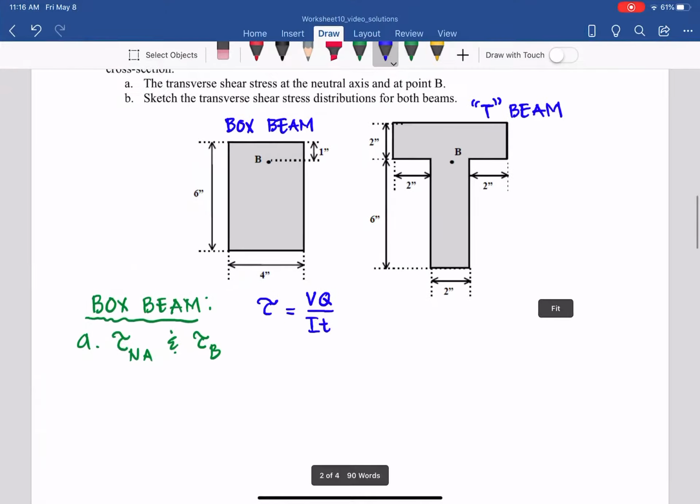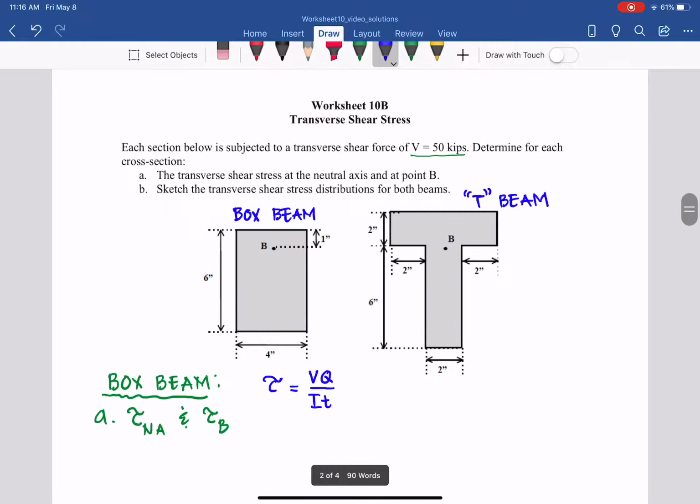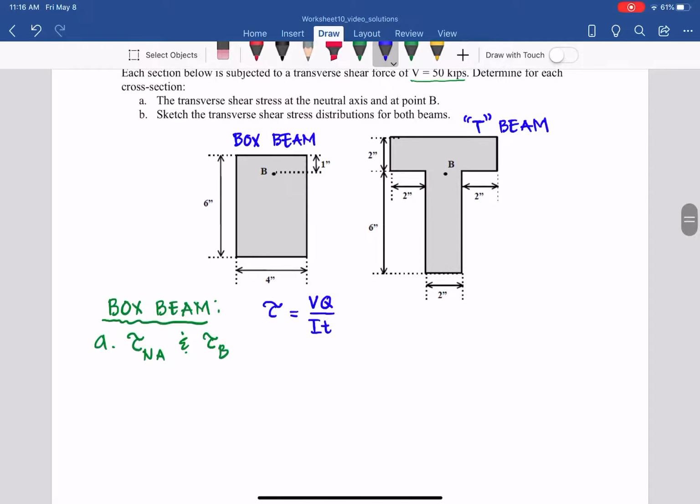So from that, I have tau equals VQ over IT. V is already given, so just go ahead and find Q, I, and T. So what is given right now: V, in this case, is 50 kips, already given in the problem. I, for the box beam, can we find out I? The area moment of inertia. Remember, it equals 1/12 parallel times perpendicular cubed.